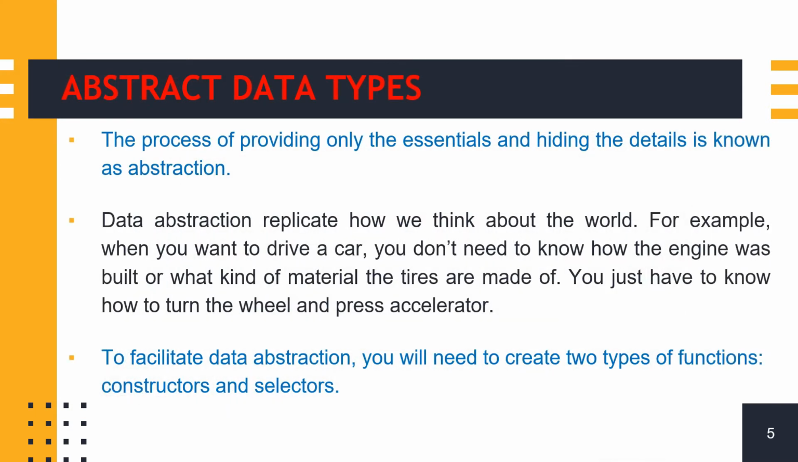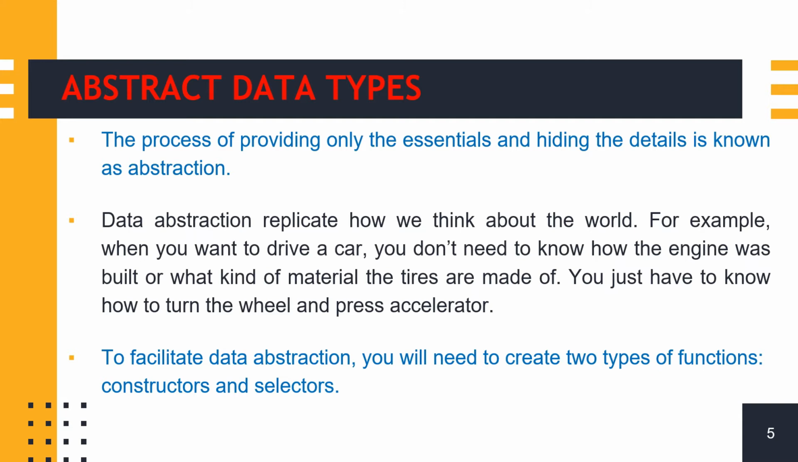Next, the process of providing only the essential and hiding the details is known as abstraction. Data abstraction replicates how we think about the world. For example, when you want to drive a car, you don't need to know how the engine was built or what kind of materials the tires are made of. You just have to know how to turn the wheel and press the accelerator.